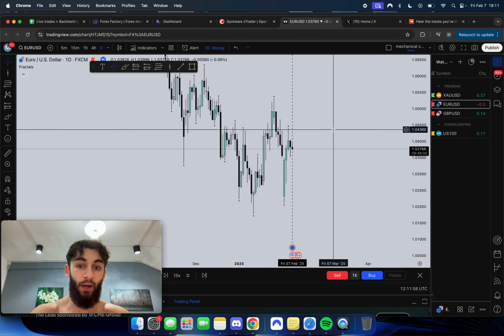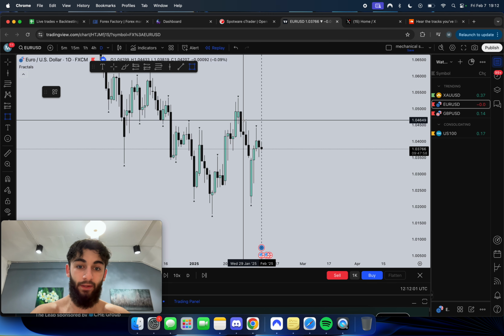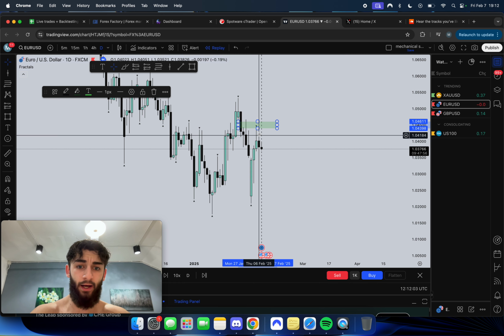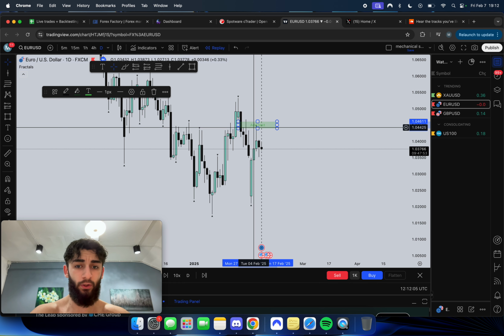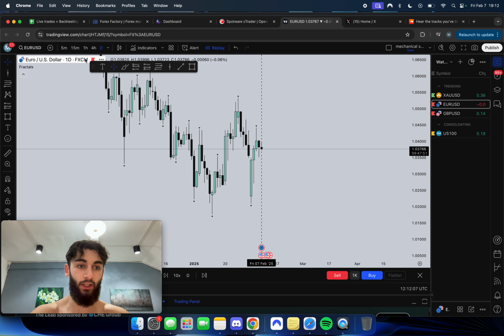So, for me, I went short because on the daily, we wicked out of this fair value gap. And it was quite nice, like we wicked and then closed bearish on the next candle. So, for me, quite nice price action for bearish.